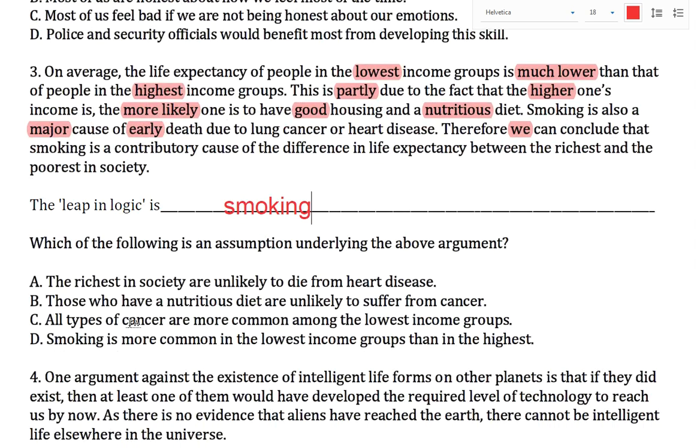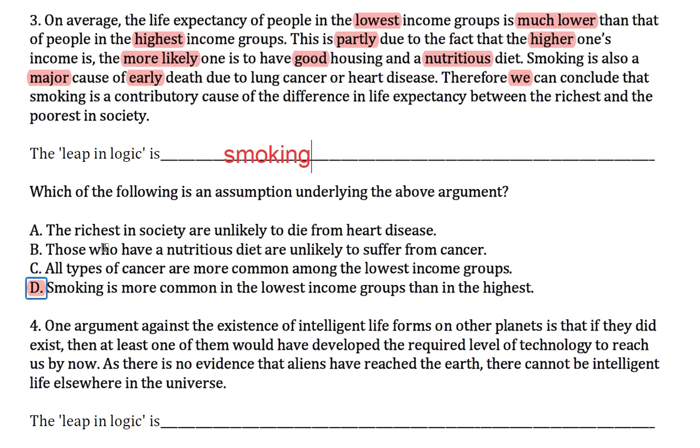And what's the assumption? If we look for one that includes smoking, yeah, the assumption is smoking is more common in the lowest income groups than in the highest. All right, it's not stated that there's any link there. All right, it said they're more likely to have good housing and a nutritious diet. Smoking isn't really a part of a diet. So D is the answer. A, the richest in society are unlikely to die from heart disease. It's not really an assumption in the argument. Those who have a nutritious diet are unlikely to suffer from cancer. Again, doesn't really link to the argument.